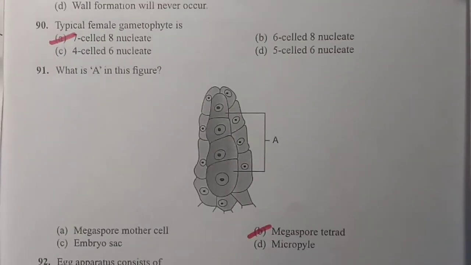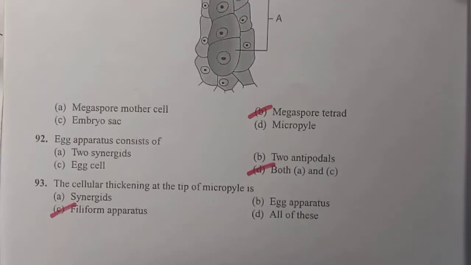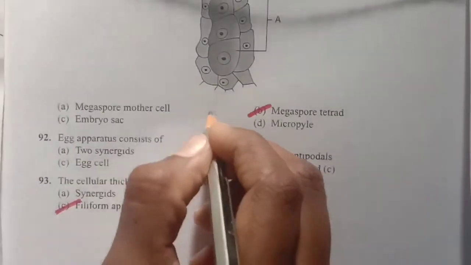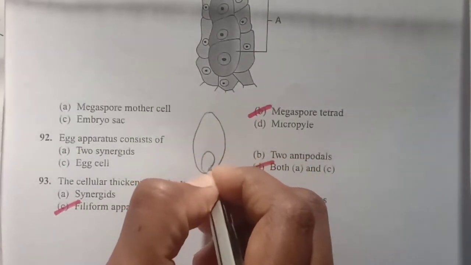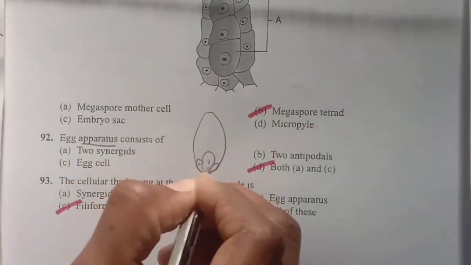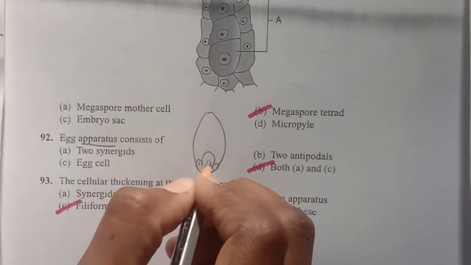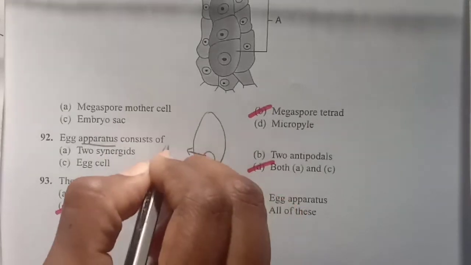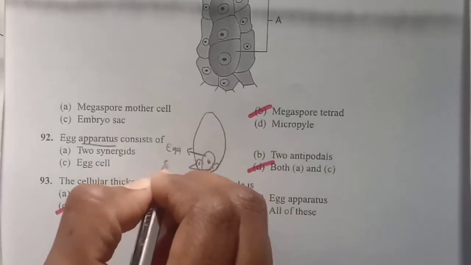And next question, what is A in this figure? Actually it is a linear megaspore tetrad, which is obtained from the meiotic division of the megaspore mother cell. So it is a megaspore tetrad and generally we call it a linear tetrad. And next one, egg apparatus consists of: if we draw the embryo sac, in this embryo sac at the micropylar region, there are 3 cells called the egg apparatus. The egg apparatus comprises 1 large egg cell and 2 pear-shaped synergids.